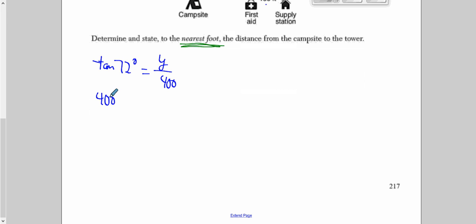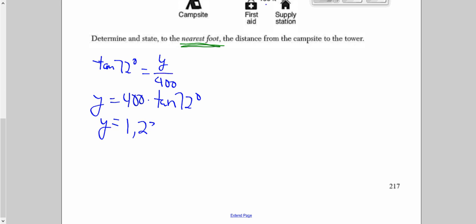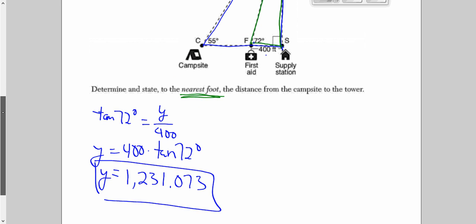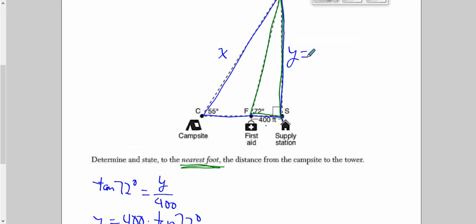So I get Y equals 400 tan 72 degrees. And I got, what did I get? I got 1,231.073. Okay? So let's keep that. And I'll even go put it in my diagram. 1,231.073. So I think it's helpful if you put that back in your diagram if you're going to use it again, then it's more clear when you go on to the next thing.